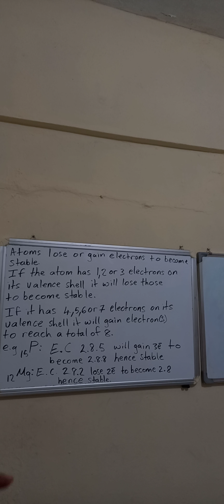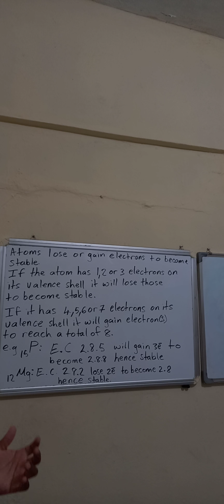Alright, so before we work examples, we need to look at a few more things. So the reason why an atom will lose or gain electrons is because of its stability. So if an atom doesn't have the maximum amount of electrons on its valence shell, it is going to either lose electrons or gain them to achieve that stability. So when we say atoms lose or gain electrons to become stable, it is in terms of its electronic configuration.